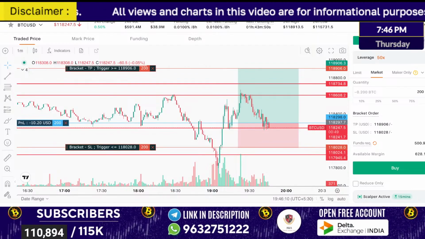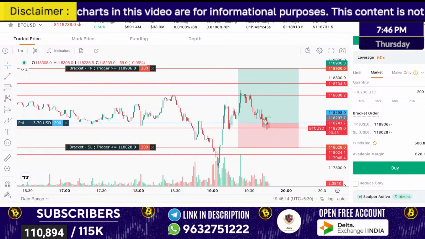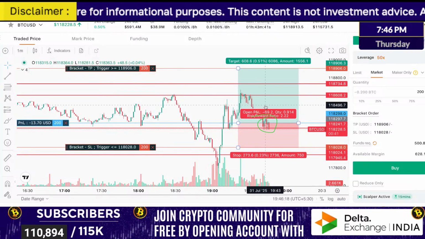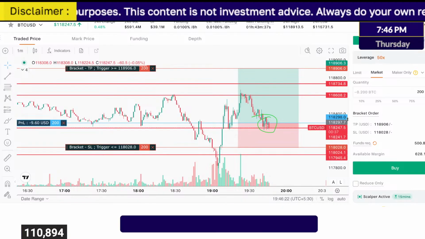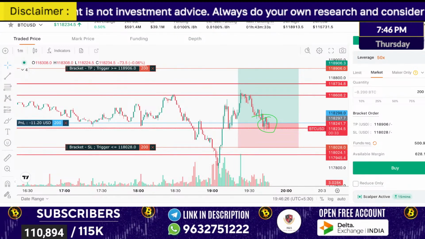The market is creating confusion in the zone. Let me see the other index. What is it doing?